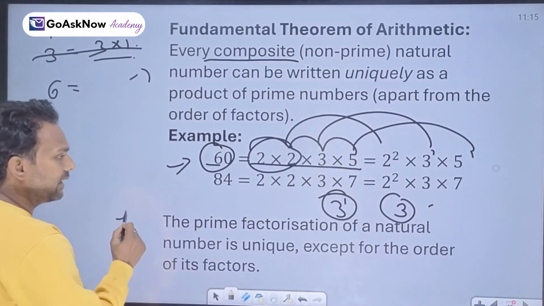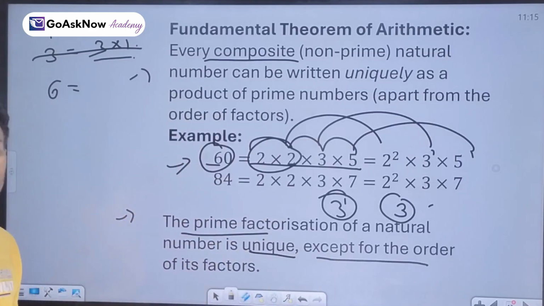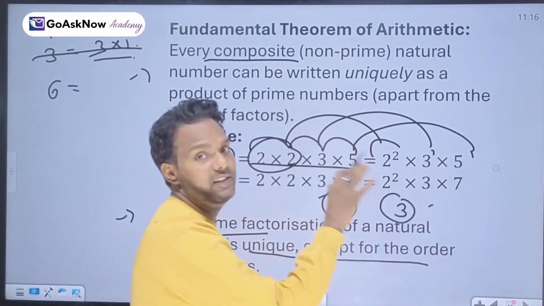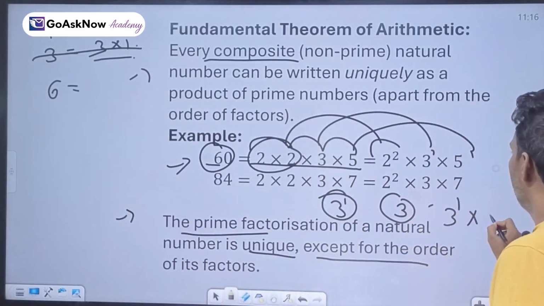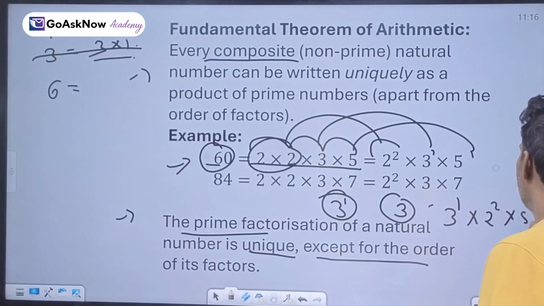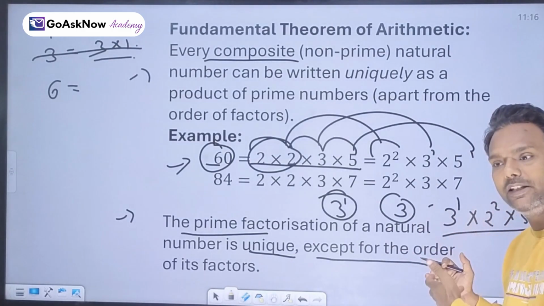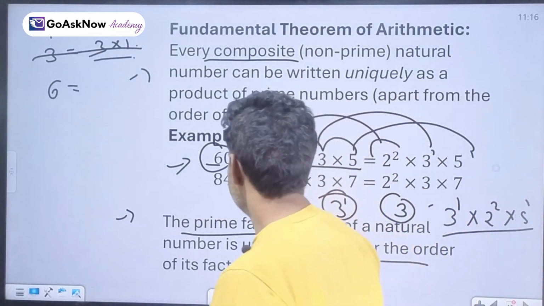So the prime factorization of a natural number is unique except for the order of its factors. What does it mean? It means that 2 to the power 2, 3 to the power 1 and 5 to the power 1 is unique. But you can also write it as 3 to the power 1 into 2 to the power 2 and 5 to the power 1, meaning the order can be changed, but the set of prime numbers is the same.